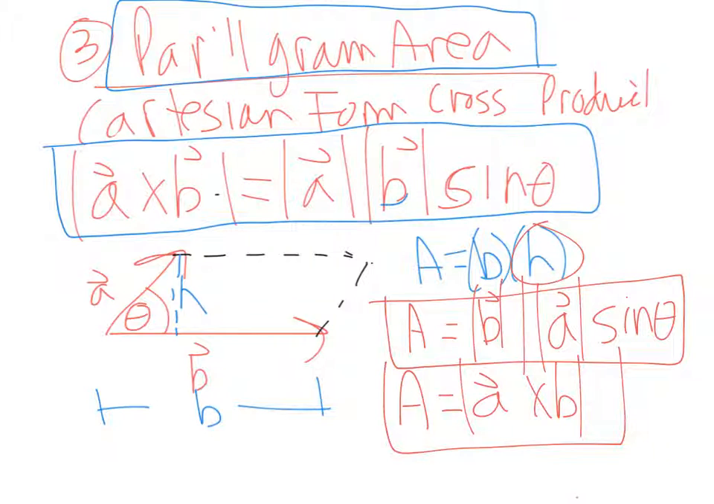Now the other interesting thing that we'll look at very quickly is that the area of a triangle is going to be half of the area of a parallelogram. So if you want to get the area of this triangle right here, you would get the area of the associated parallelogram and divide by 2.